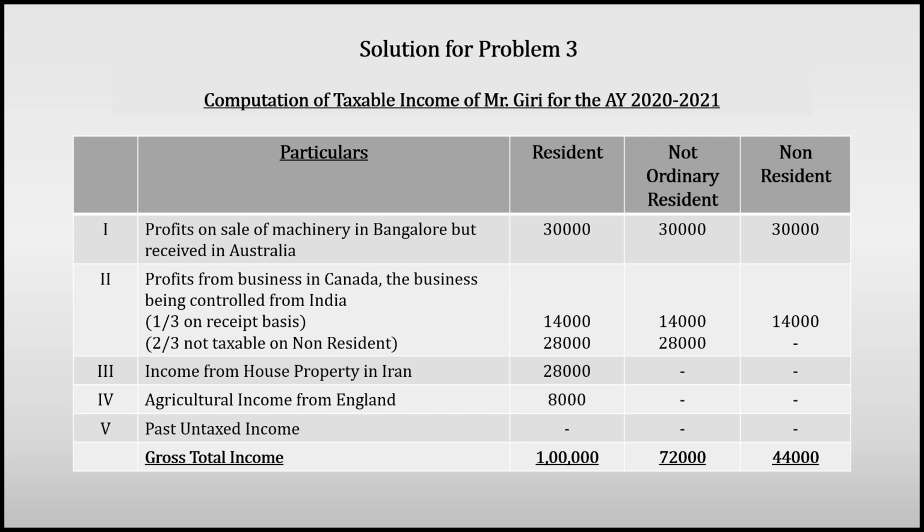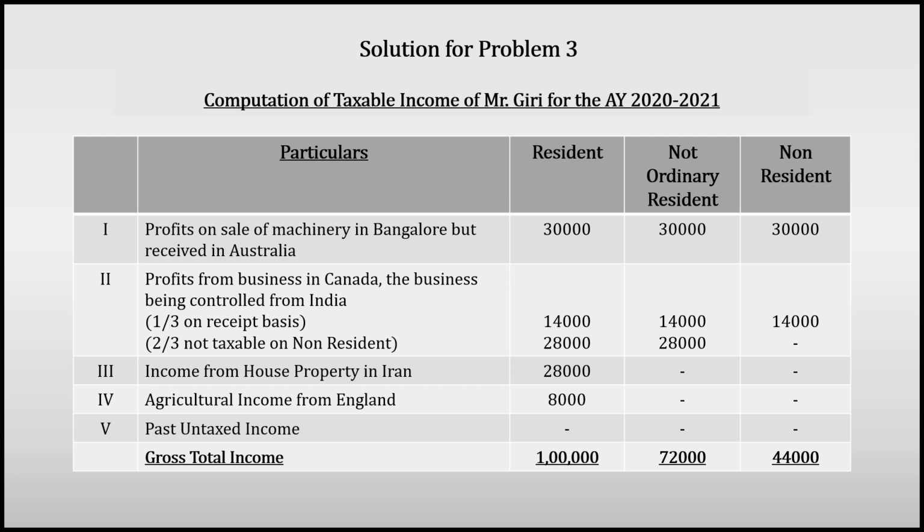The remaining 2/3: 14,000 is the 1/3, so out of 42,000, the remaining 2/3 is going to be 28,000. Now this 28,000 is a profit that is going to be taxed only for a resident and not ordinary resident. For a non-resident it will not be taxed because it is received outside and the business is running outside the country. It is a foreign income. So only for resident and not ordinary resident it will be taxed inside the country.